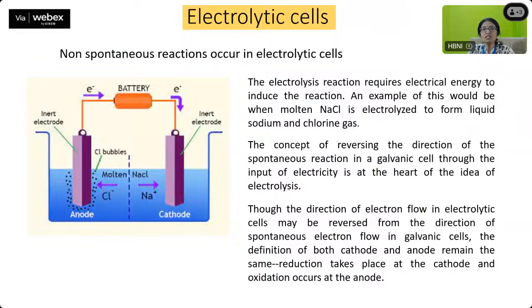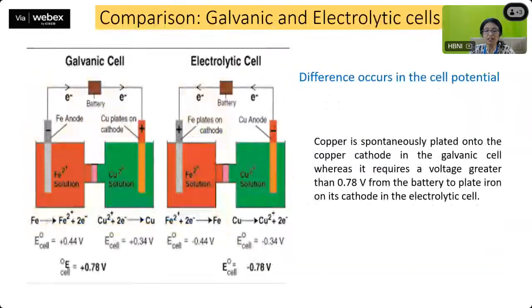So the concept of reversing the direction of the spontaneous reaction in a galvanic cell through the input of electricity is at the heart of the idea of electrolytic cells. But you have to remember one thing: though the direction of electron flow in electrolytic cells may be reversed from the direction of the spontaneous electron flow in galvanic cells, the definition of cathode and anode remains the same. So reduction is always taking place at the cathode and oxidation occurs at the anode. So the direction of flow is different, but we have to remember that reduction is always taking place at the cathode and oxidation is occurring at the anode.